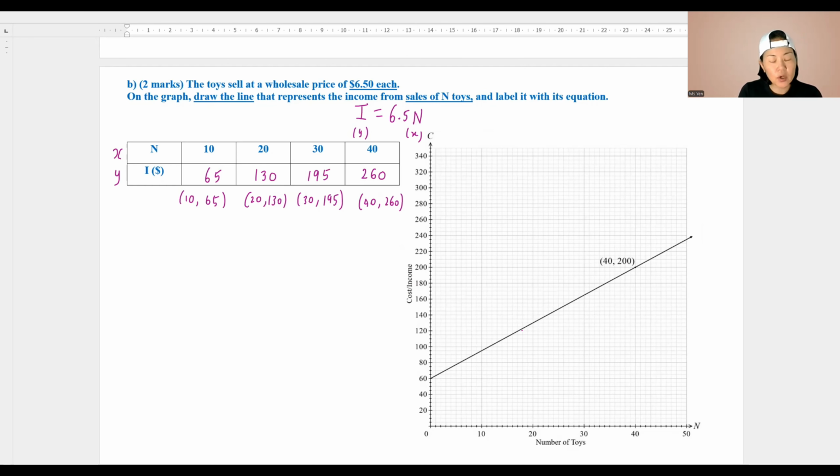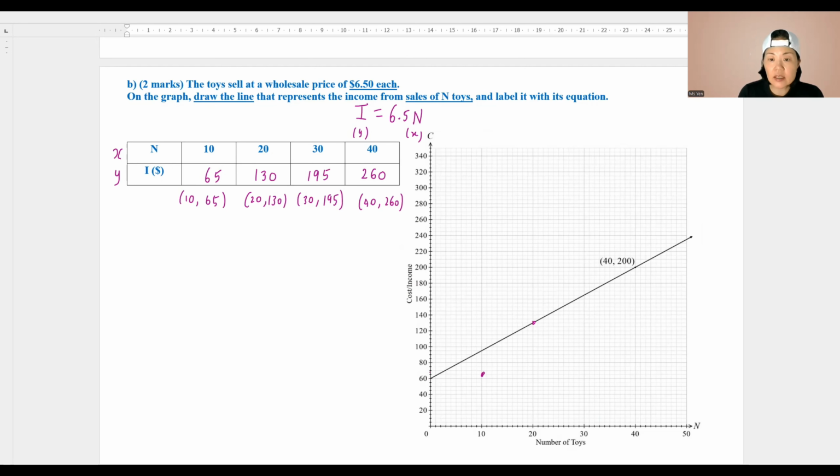We just need to plot the points on the graph. So when it's 10, it's going to 65. Now the scale here is going 0 to 20. 1, 2, 3, 4. So there are 4 equal gaps here, so you know it's going up by 5: 5, 10, 15, 20. So I know 65 is just above 60. And then when it's 20, 130, halfway between 120 and 140.